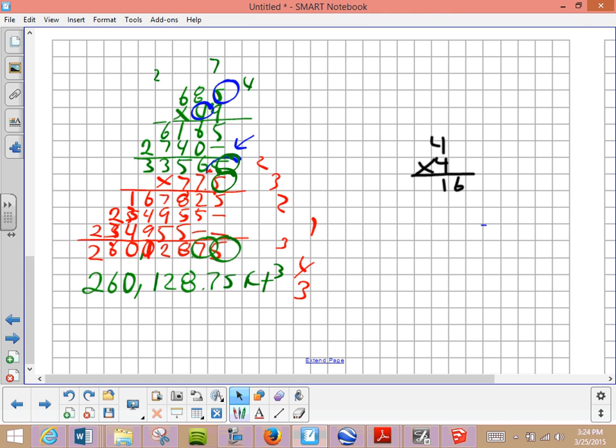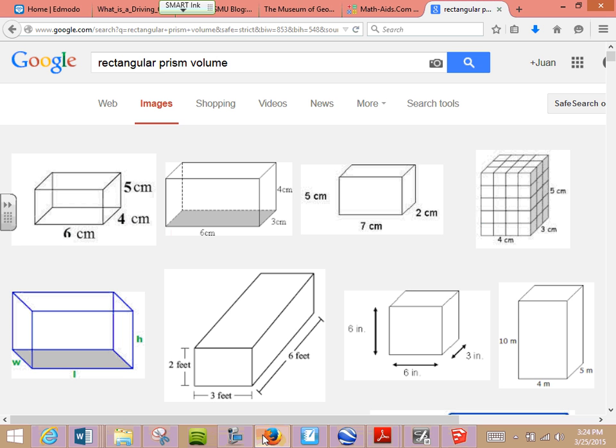Let's go over another one that would be for triangular prisms now.